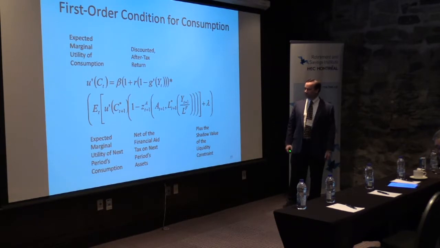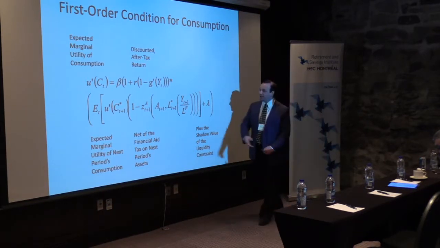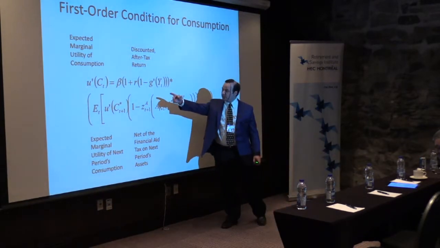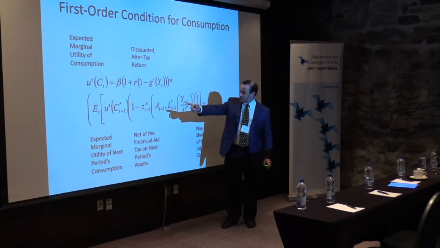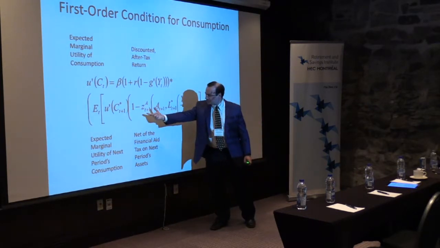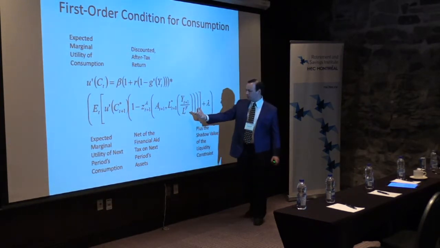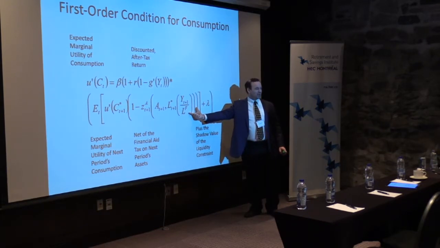Okay, and so the first order conditions are going to equate the marginal utility of consumption equal to the discounted after-tax return times the expected marginal utility of consumption net of, and if you wanted to see it, that is the financial aid tax.